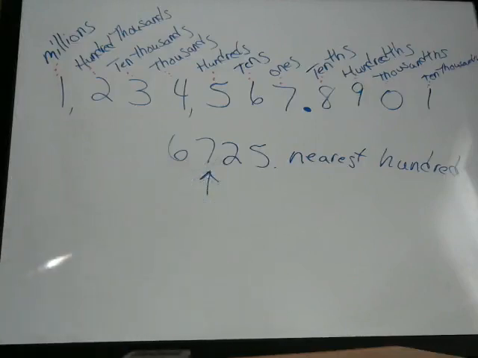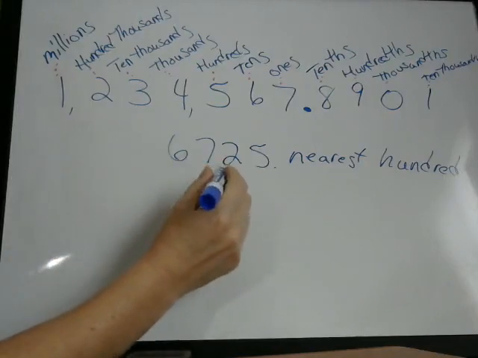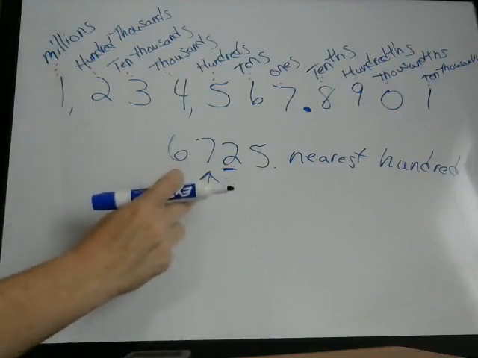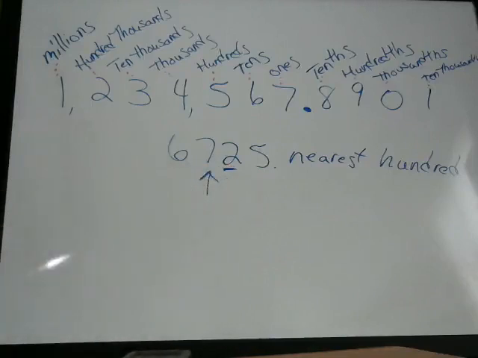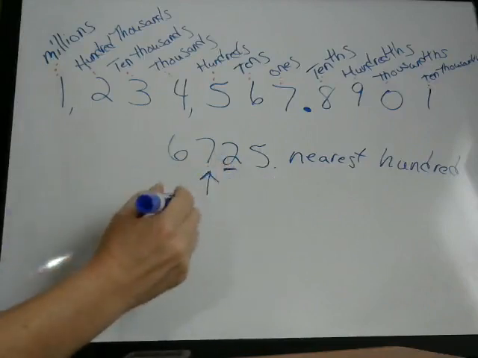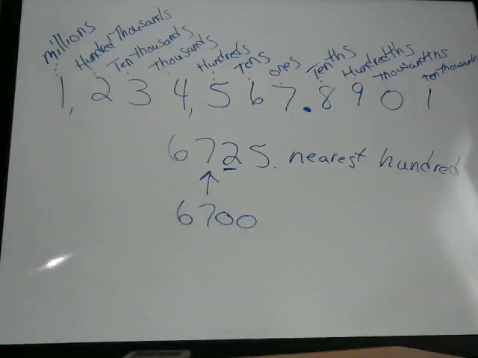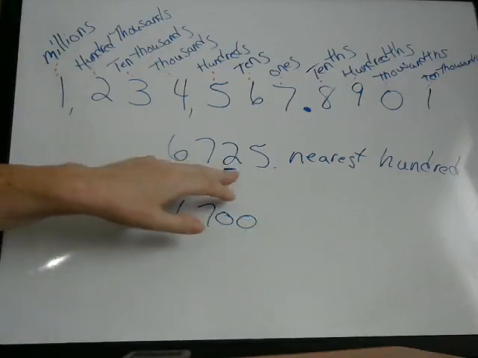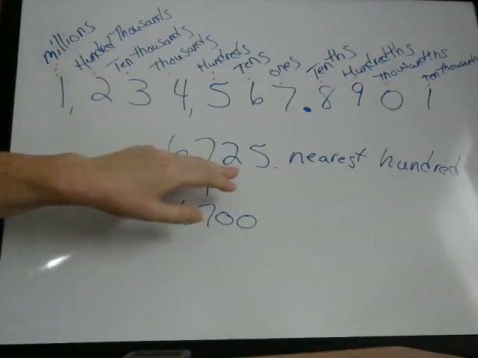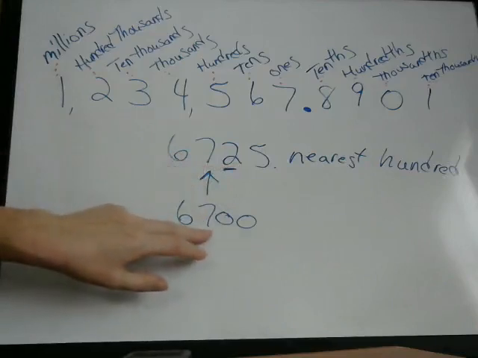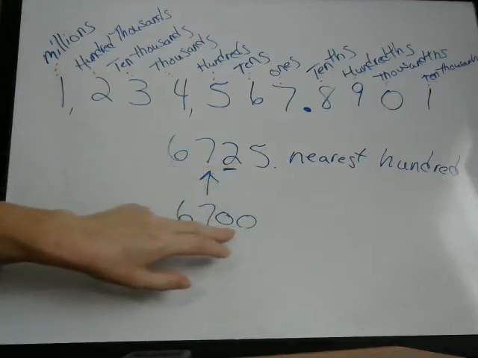This is very simple. All you do is look to the right of that number. If it is 5 or greater, you round this number up. If it is less than 5, you round it down. Since 2 is less than 5, the answer to that question is 6,700. You don't round it down, you just leave it. So since the 2 is less than 5, it's rounded to 6,700. You just replace anything to the right of that number with zeros.